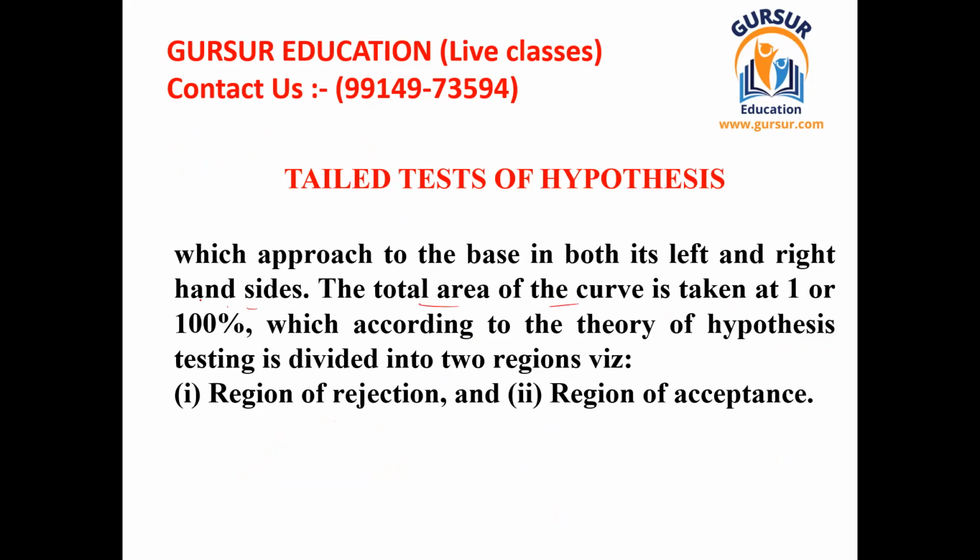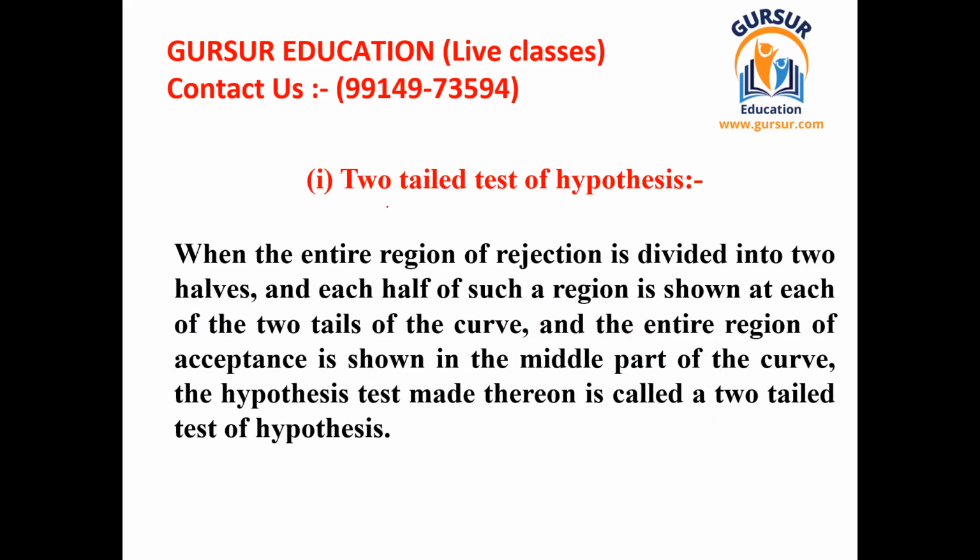The total area of the curve is 100%, according to the theory of hypothesis testing. This is divided into two regions: region of acceptance and region of rejection. I will tell you the meaning of rejection and acceptance. The two-tailed test we have already understood.